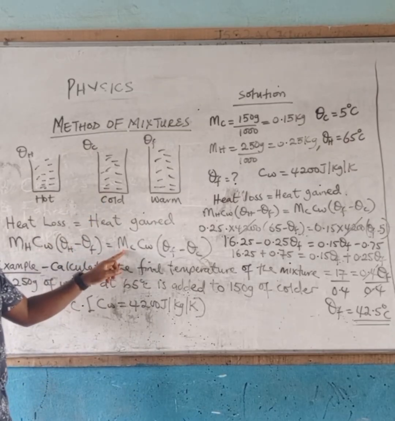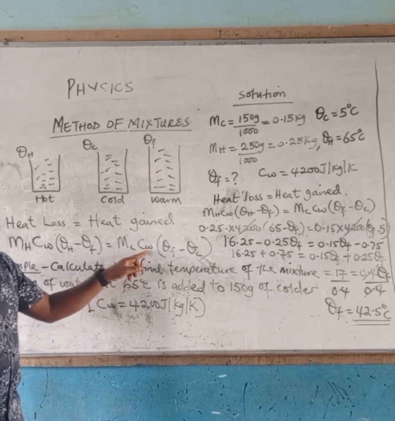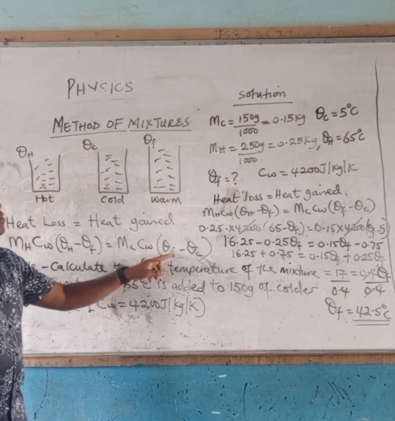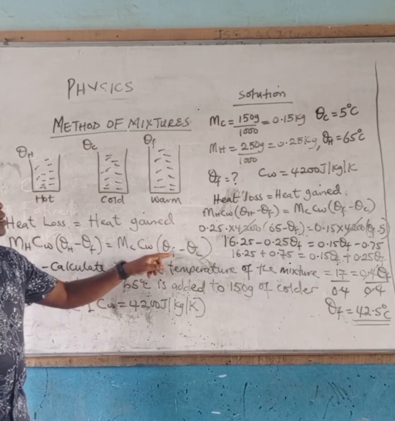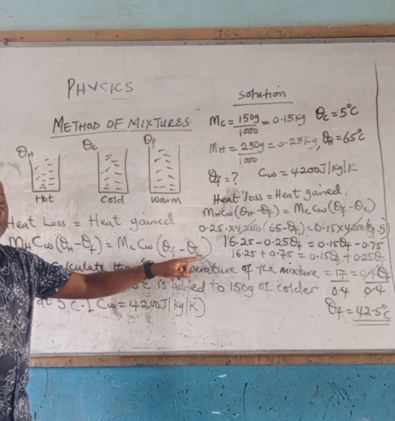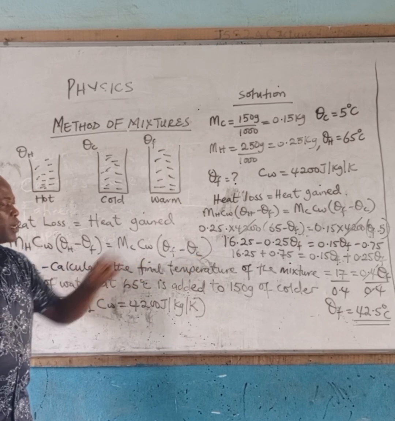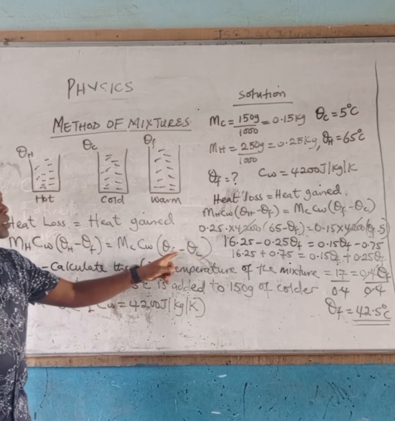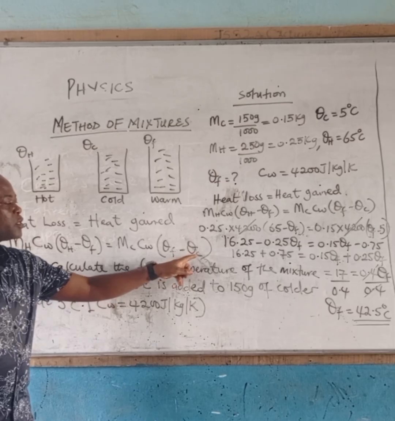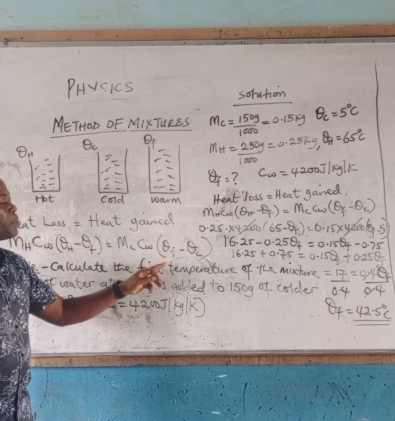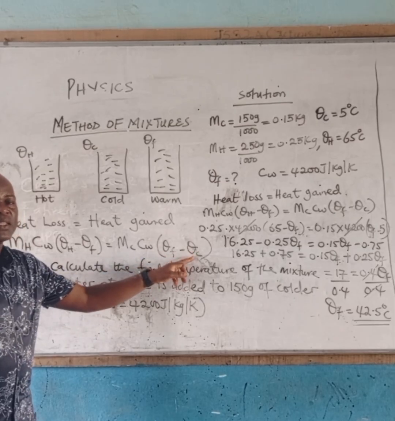This is the mass of the cold water, specific heat capacity of water, and the final temperature minus the temperature of the cold water. Now, this is final minus cold because the temperature of the mixture is higher than the temperature of the cold water.